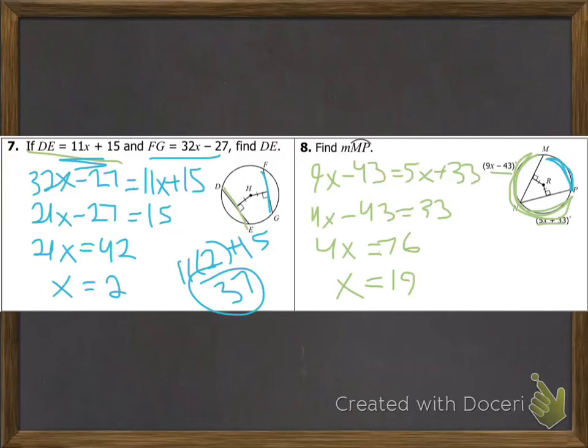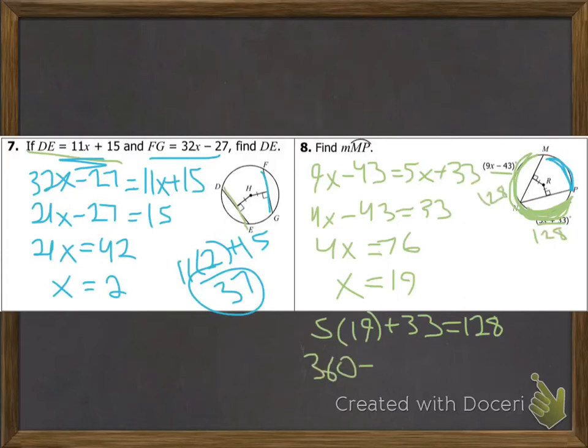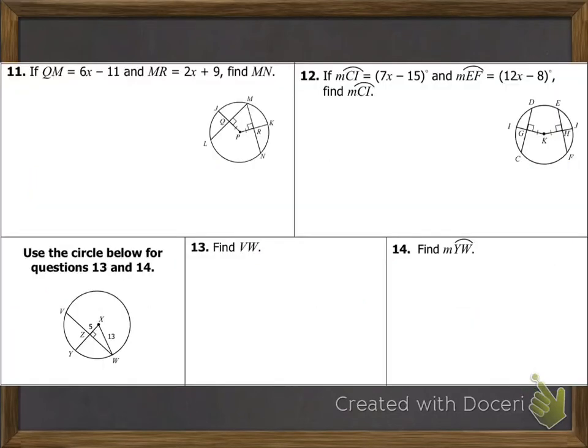So let's do this one. 5 times 19 plus 33. If I do that, I'm going to end up getting 128. So that means one of these arcs right here is going to be 128 degrees. So 128, 128. So now if I do 360 minus 128 minus 128, that's going to give me the measure of that little blue arc right there. And that is going to be 104 degrees. Arcs are in degrees.